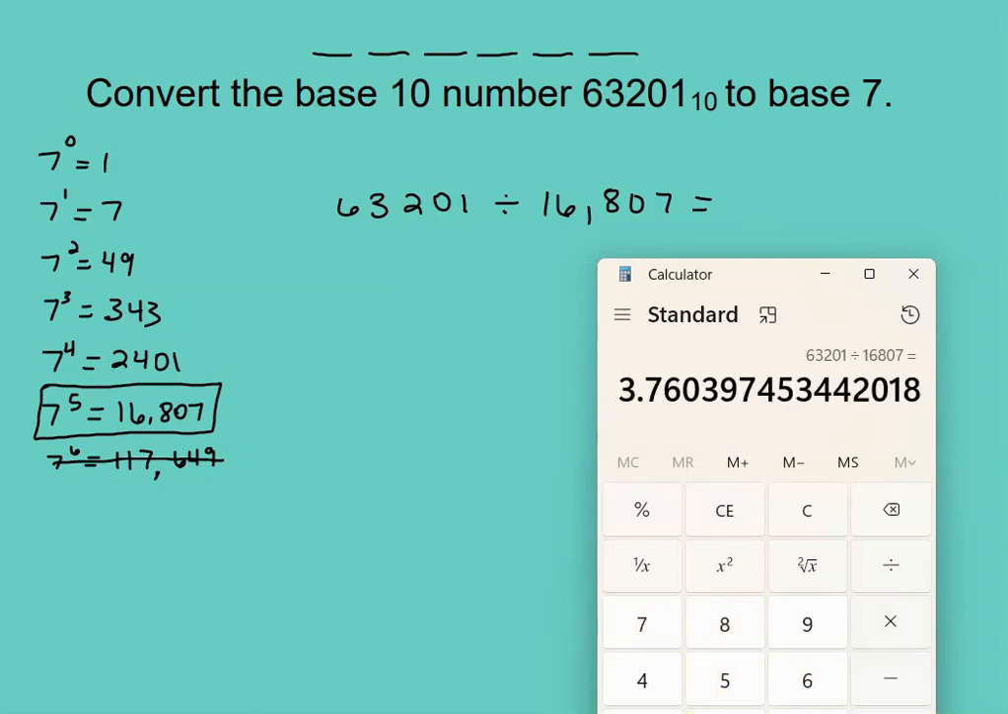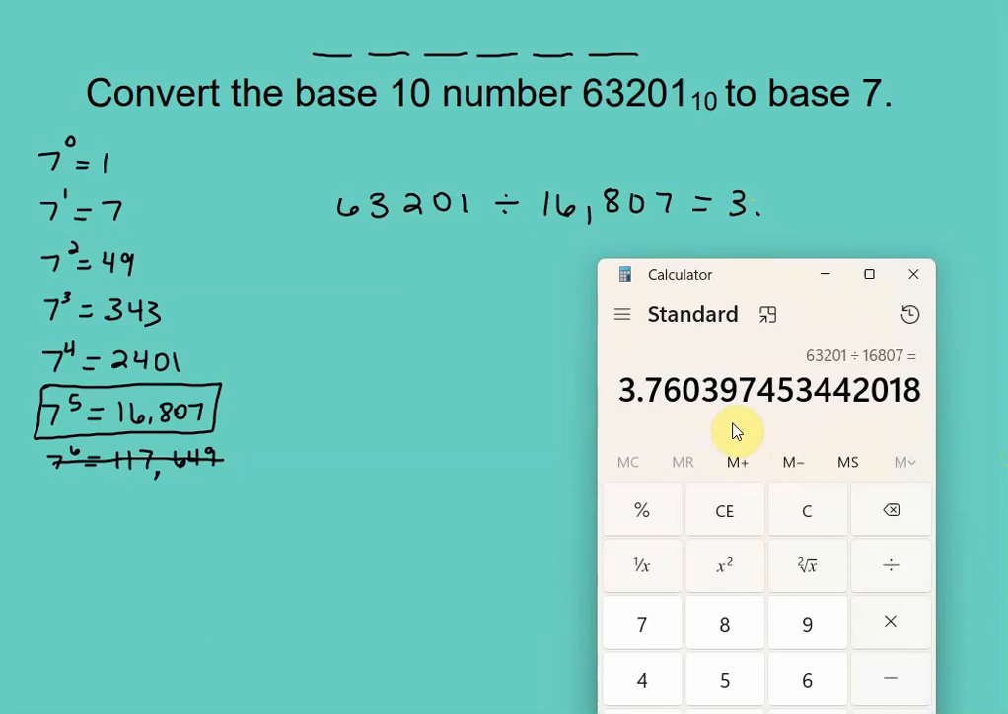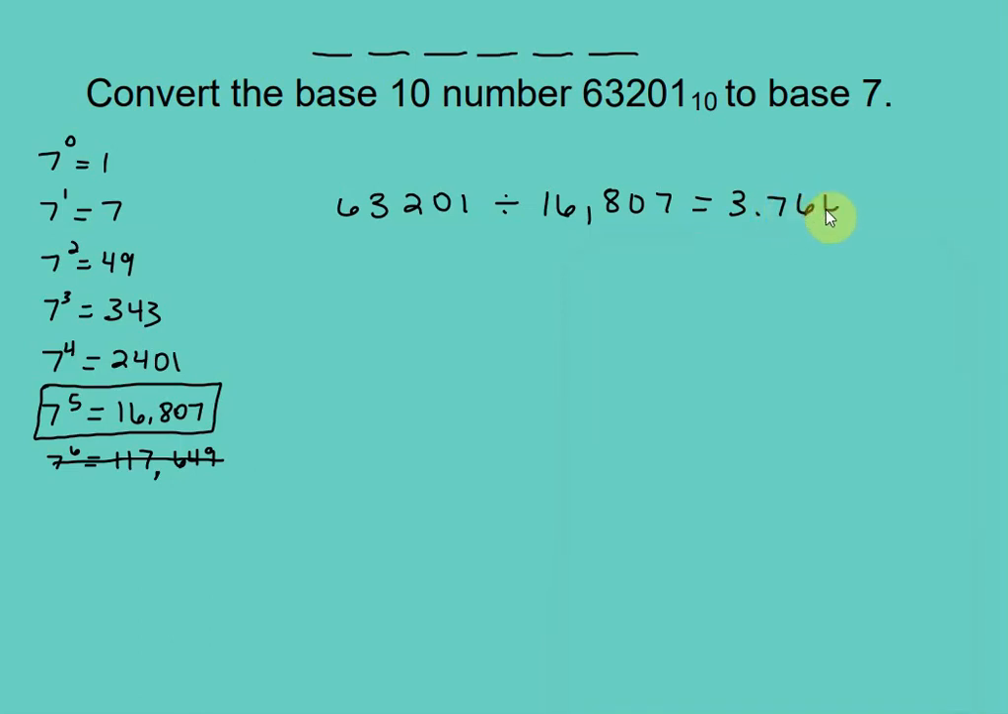When I do that, look, my decimals go all the way to the end of my calculator, and it continues to go. That's not all of the decimals there. So it keeps on going past the end of my calculator. So I'm going to write the first 3 digits. So 3.760. And then I'm going to put some ellipses after it.